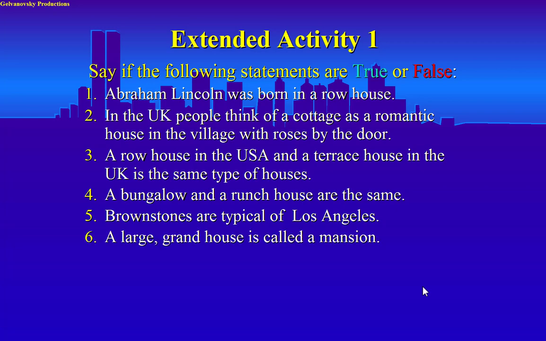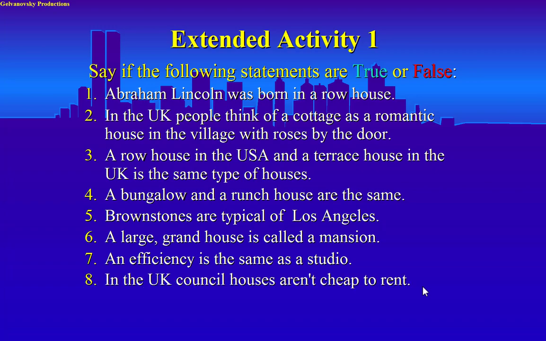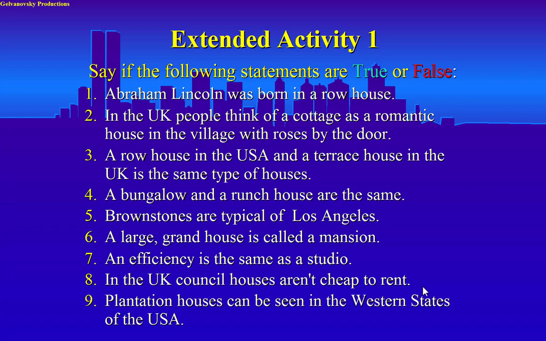6. A large grand house is called a mansion. 7. An efficiency is the same as a studio. 8. In the UK, council houses aren't cheap to rent. 9. Plantation houses can be seen in the western states of the USA. Stop your video now, think, and decide if these statements are true or false. If you're having problems, strongly recommend you go back to the video and watch it again and continue with your extended activity then.